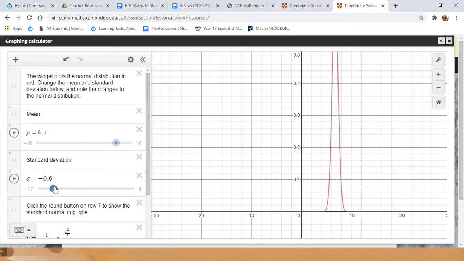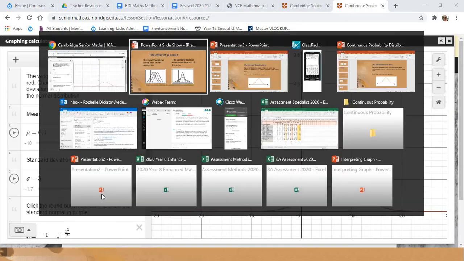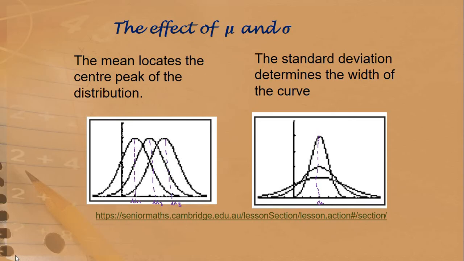If the standard deviation is smaller, we get a very narrow curve. It's very high because it has a small standard deviation, so the data is not well spread out, but it is very narrow and very tall so that we still have an area under the curve of 1. So as we change this, the area under the curve is always 1. If the standard deviation is larger, the curve will appear flatter. Let's head back to the slideshow.